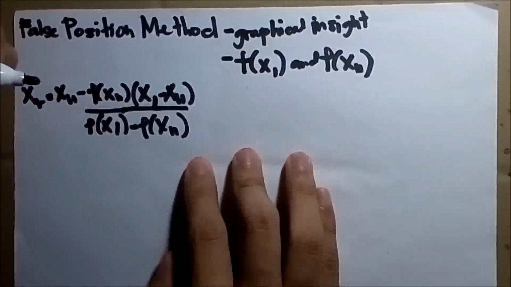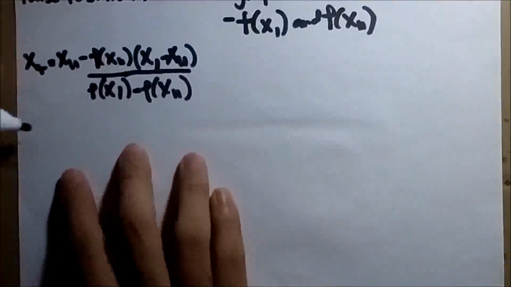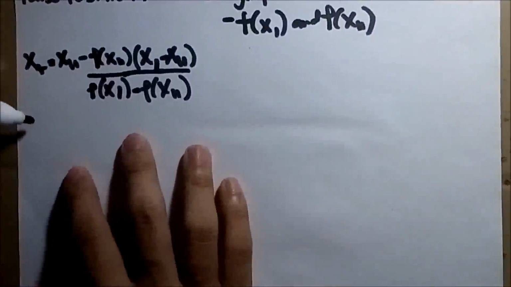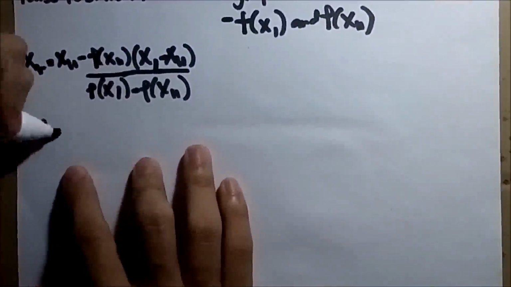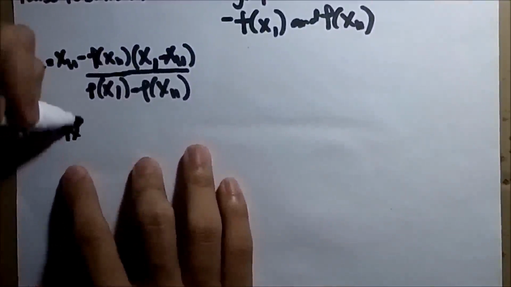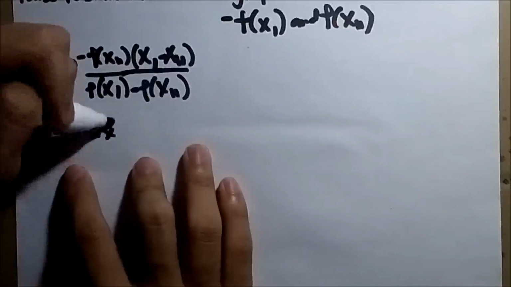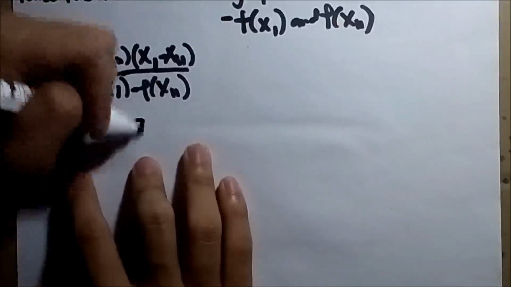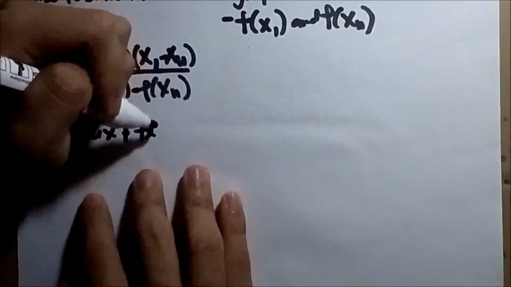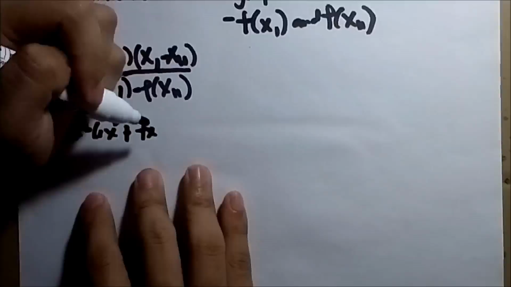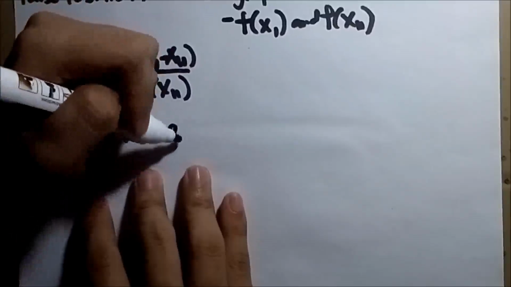To know better, let's make an example. Determine the real root of the following function. f(x) equals 4x cubed plus 6x squared plus 7x minus 2.3.